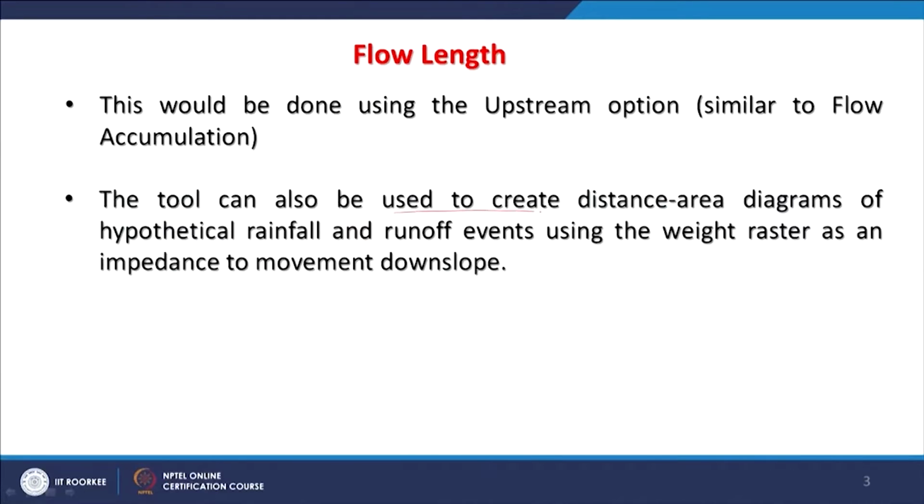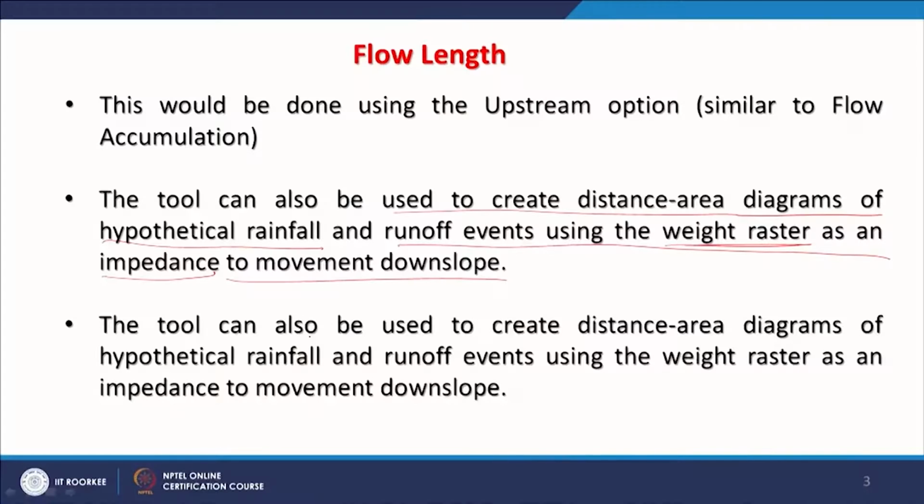So, this is basically a fifth step in surface hydrologic modeling, or this tool can be used to create distance area diagram of the hypothetical rainfall and runoff events using weight raster as an impedance to the movement of the slope. And now this weight can be based on the land use conditions, the weight can be assigned or impedance can be estimated, and that will allow us to do this modeling more accurately, more realistically. So, this flow length can also be used to create distance area diagram of hypothetical and downslope.